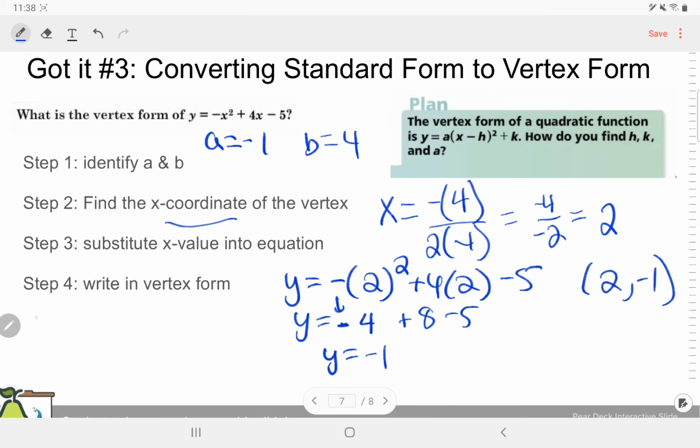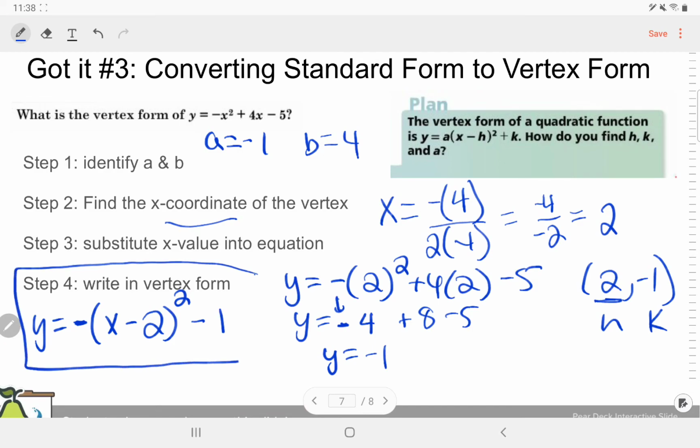So the last step, we can write our equation. Our a value was negative 1, so I can put a negative sign in front of my parentheses. h is that 2 that we found for our x value of the vertex, and k is negative 1, so I'll put minus 1 in the back. And that is your equation in vertex form.